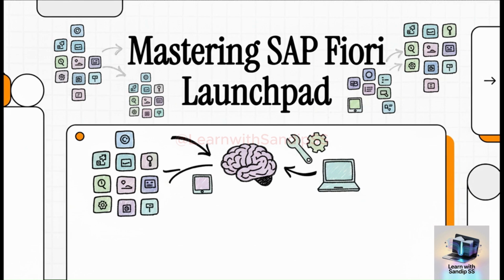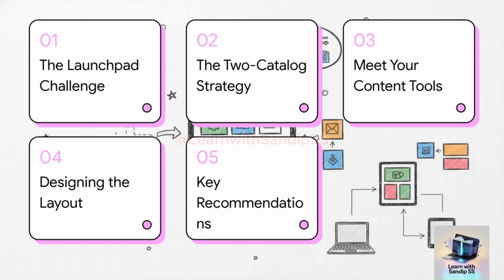All right, so here's our game plan. We'll kick things off by talking about the big challenge. Then we'll dive into the two-catalog strategy. This is the core idea. After that, we'll meet the tools you need, talk about designing the actual layout for your users, and wrap up with some key recommendations you'll definitely want to stick to.